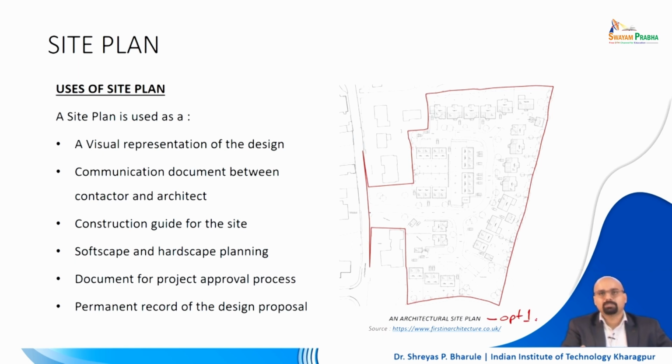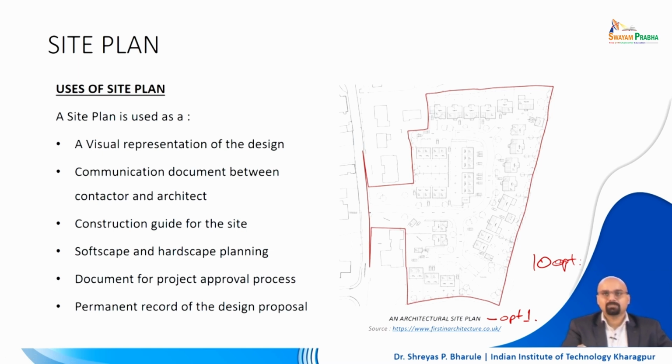What are the other options that you have? Right. So, you may produce 2, 3, 4, 5, 10 options probably, right. 10 options are produced for this particular site, right. So, each of the site plans that has been developed becomes one record of you doing a design proposal, right.